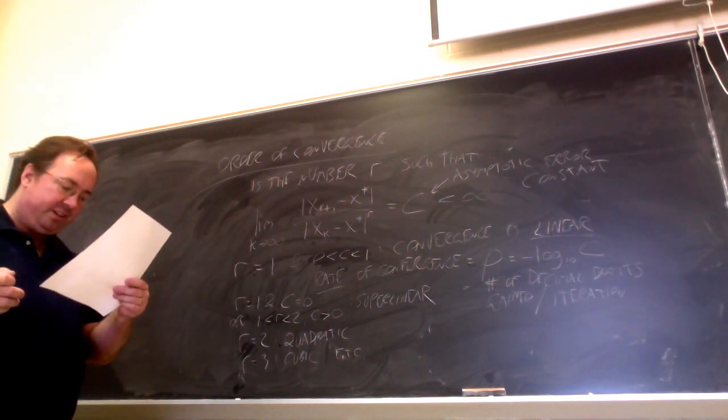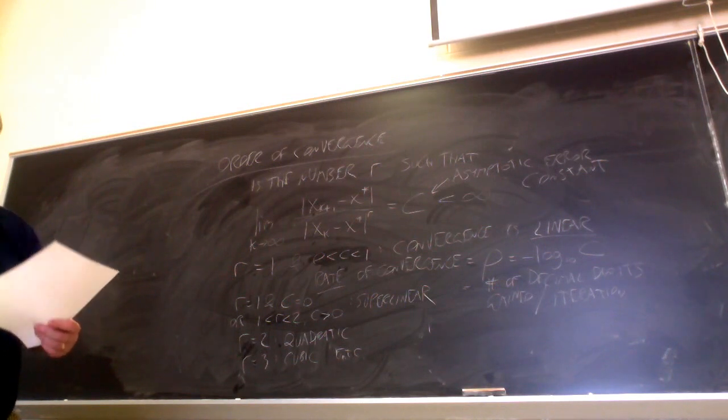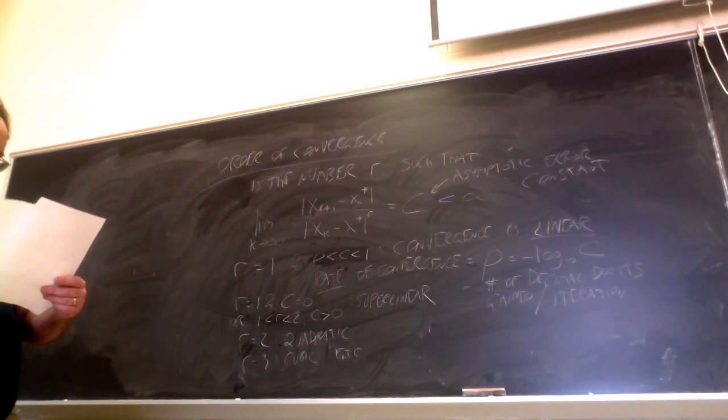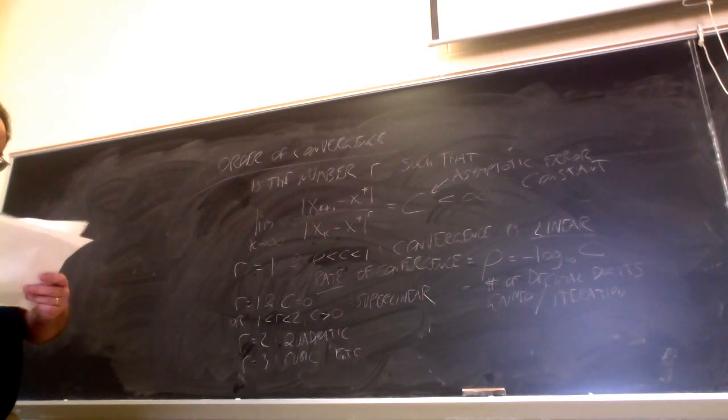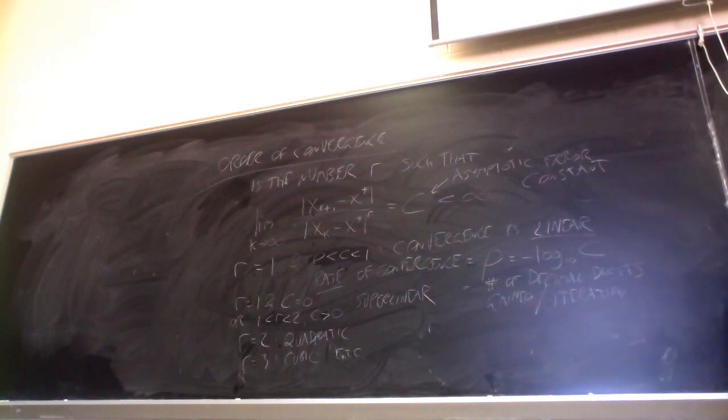Okay, so now I want to take a look at fixed point iteration specifically and how we can tell what order of convergence it has. And we're going to assume that your function g is sufficiently differentiable, because we're going to use Taylor expansions to carry out this analysis.